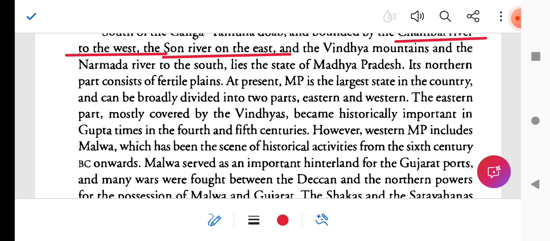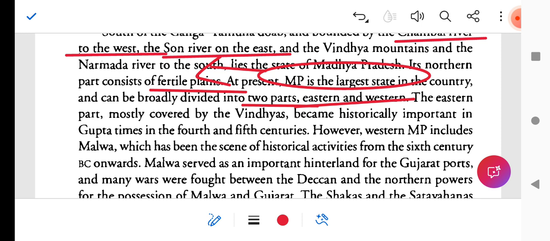Okay, its northern part consists of fertile plains. At present, MP is the largest state in the country, but now it does not consist of other states like Chhattisgarh. So it is shorter than Rajasthan in the current situation, and can be broadly divided into two parts, eastern and western.